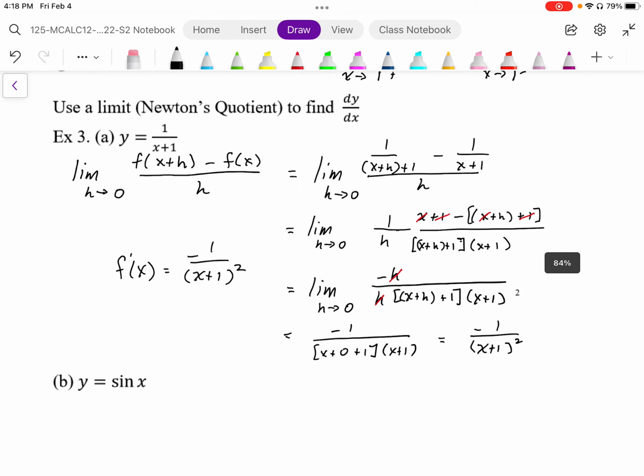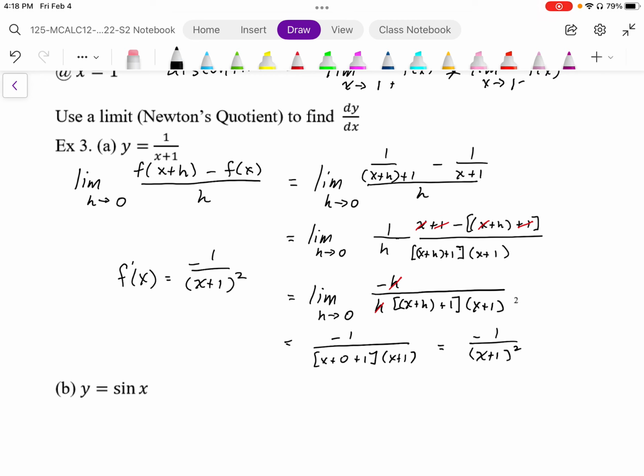Okay, and these are the steps to get there, and that's using the Newton quotient. Now, I could have differentiated this and gotten the same thing, but this is how I show the definition of the derivative, or the Newton quotient, to get the same result.